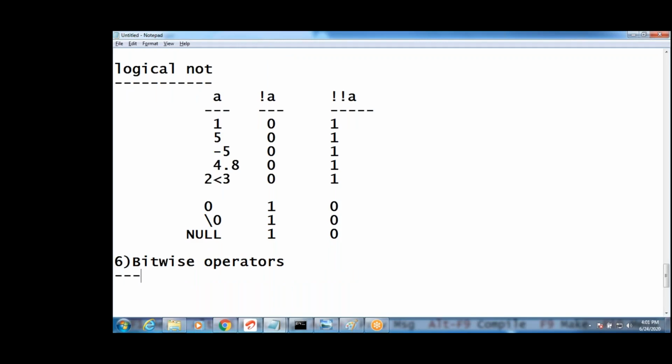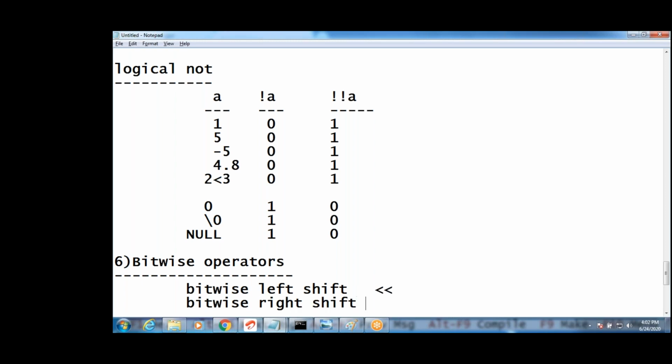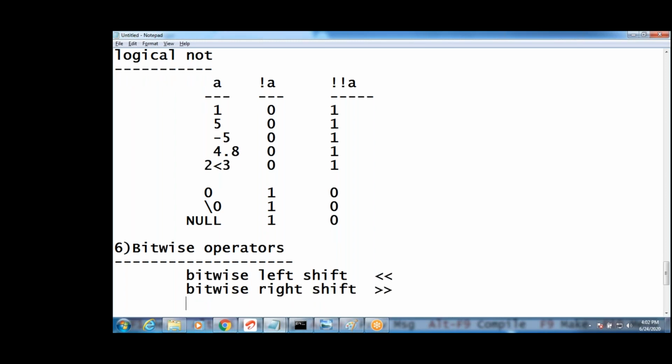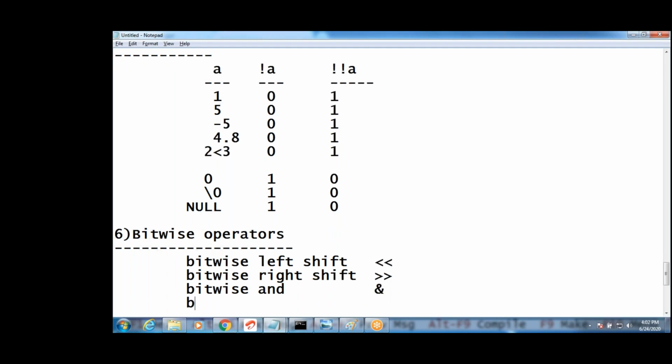Six bitwise operators are there, guys. What are the six bitwise operators? Bitwise left shift, bitwise right shift, bitwise AND. It's not logical AND, it is bitwise AND. Bitwise OR.